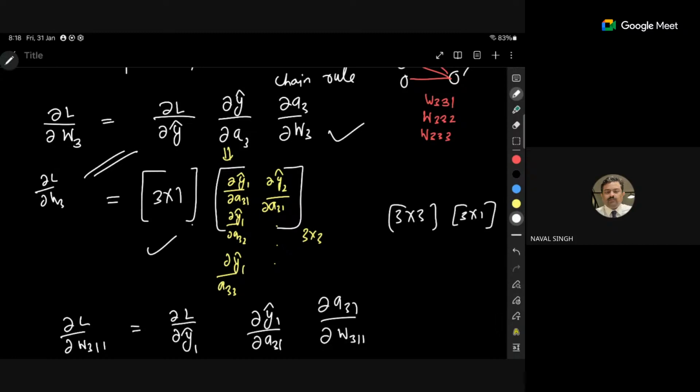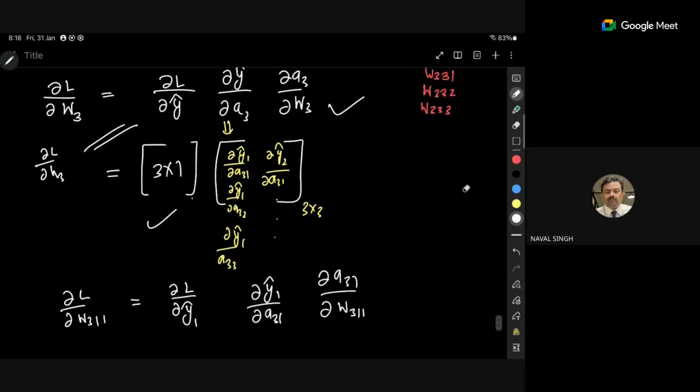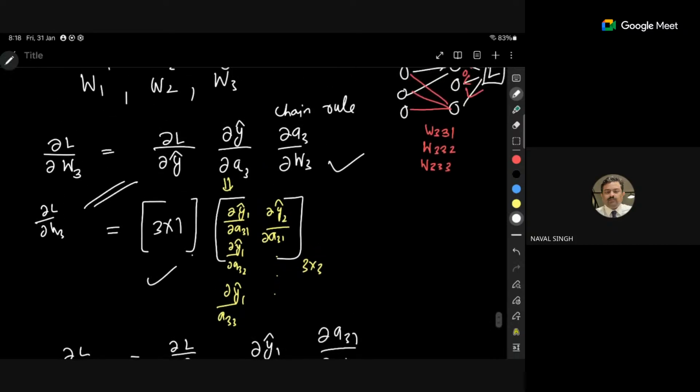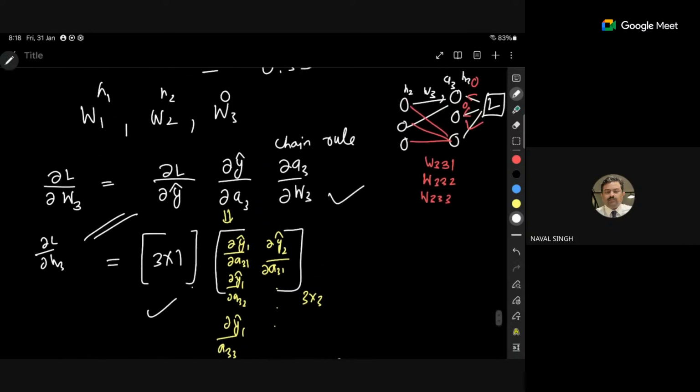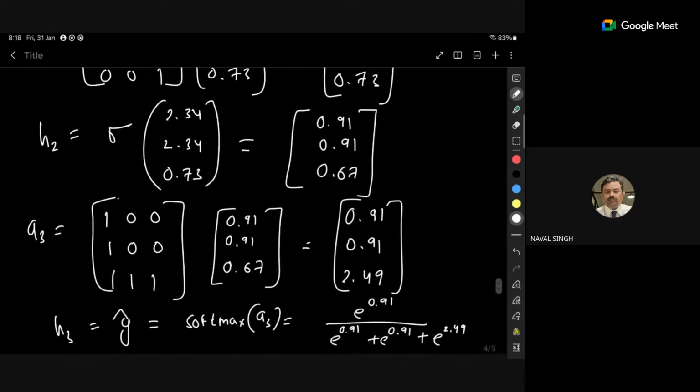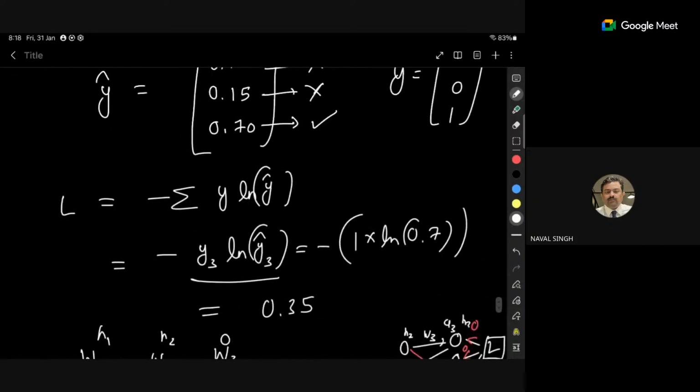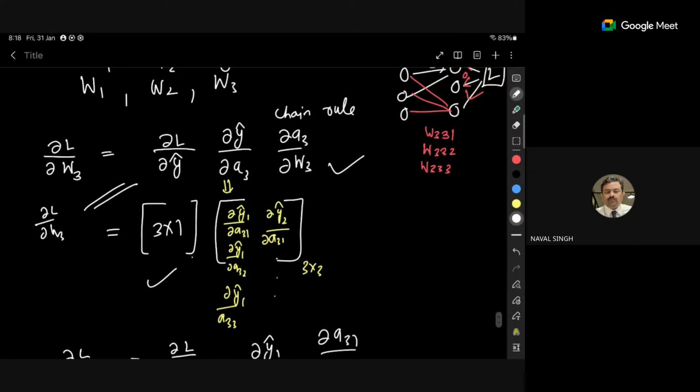Okay. Now what we need is what is affecting A3. Now it is W3. So we can see here, this is A3, the W and H. Now, if I take A3 with respect to H, that's what. What do you expect the dimension of this, A3 with respect to W3, to be?